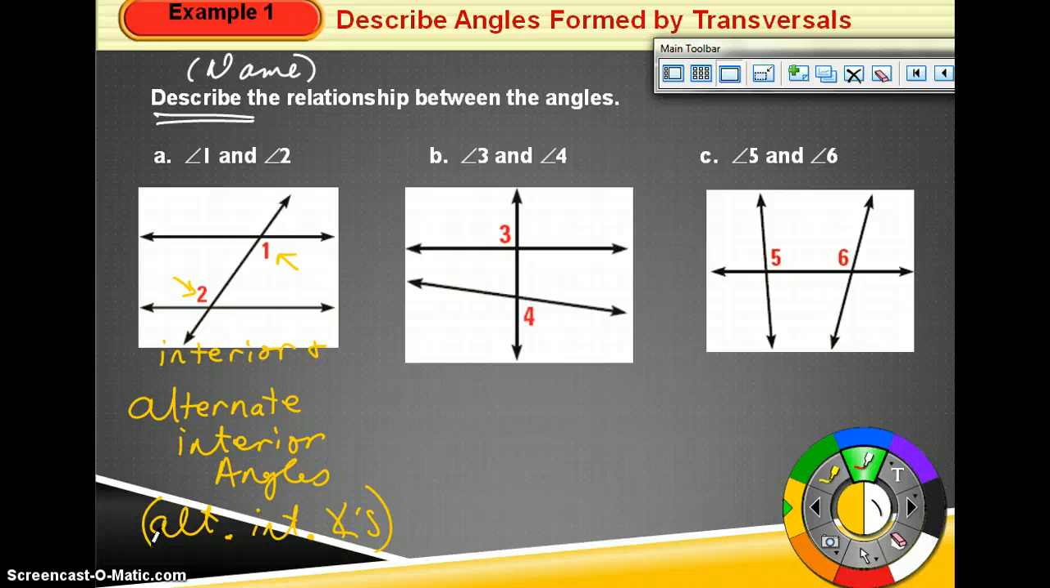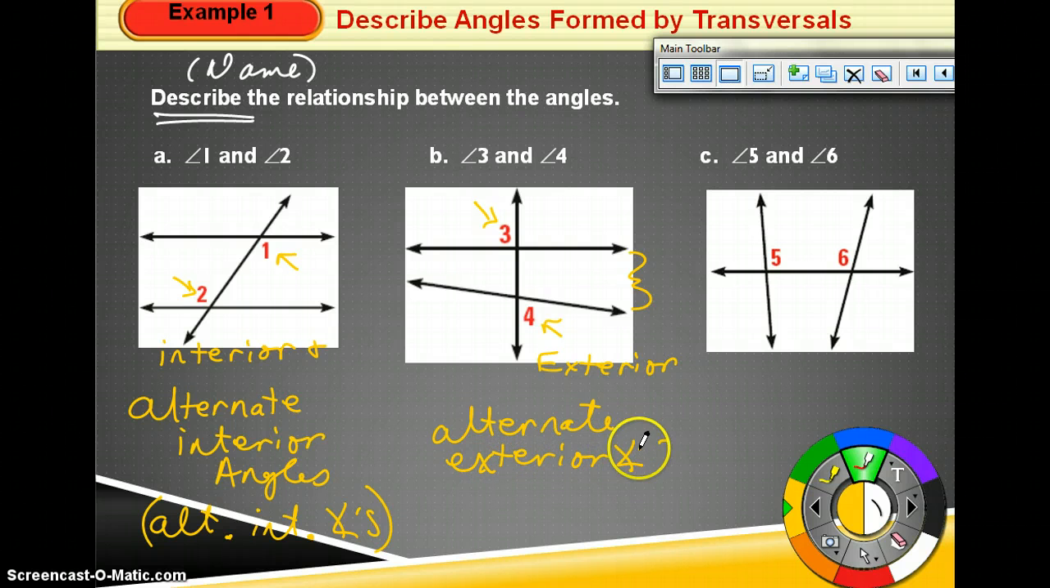How about 3 and 4? So 3 and 4, here's your interior. Those are on the outsides of that. So that's going to be exterior. And they are still on alternating sides. So that's going to be alternate exterior angles. I'm throwing in that abbreviation early. So alt ext angles.